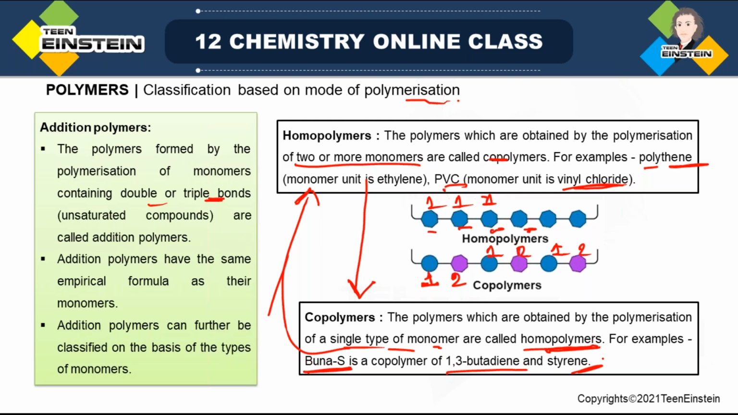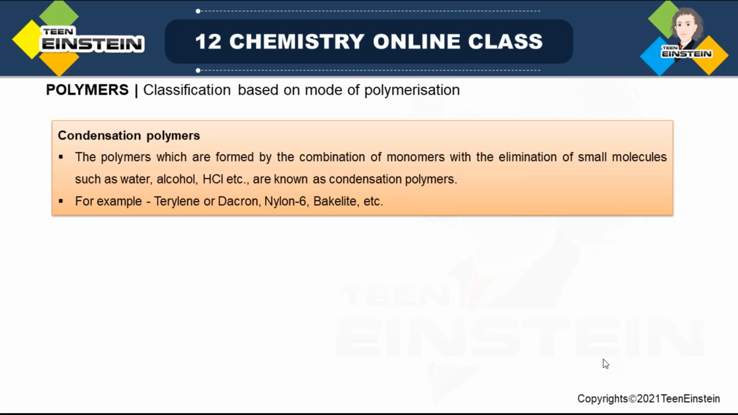So this is addition polymers, and the second category is under mode of polymerization, how the polymerization is actually occurring. The second one is condensation. So condensation polymers are formed by combination of monomers with the elimination of a small molecule. So now there will be removal of some small molecule. What type of small molecule? Mostly it is water. It may be alcohol also, or it may be removal of HCl also. As some small portion is removed, that is why the name is condensation.